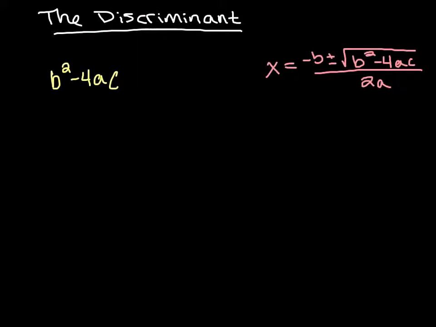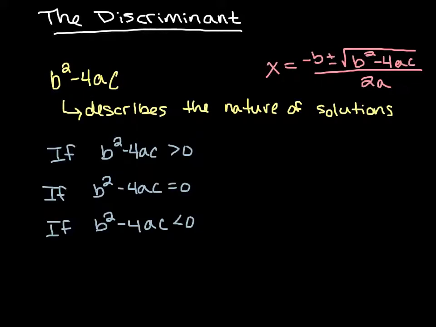And the discriminant is the stuff inside the square root. So the discriminant would be b squared minus 4ac. And this discriminant describes the type of zeros we have. So there's three scenarios here. We can have b squared minus 4ac being bigger than 0. Then we'll have two real solutions.